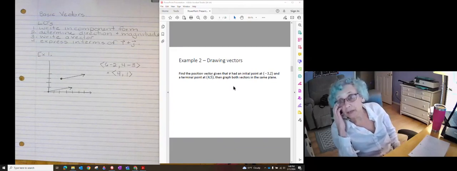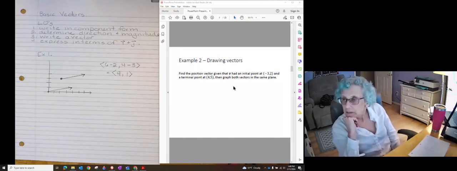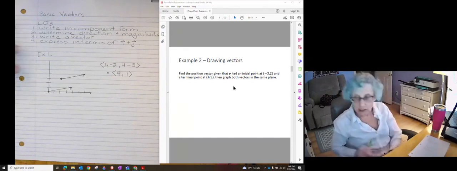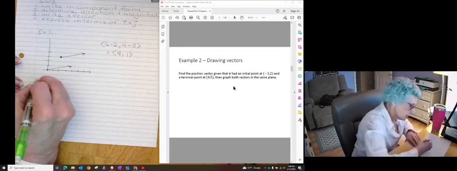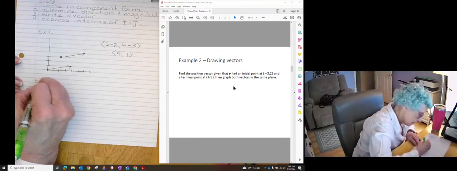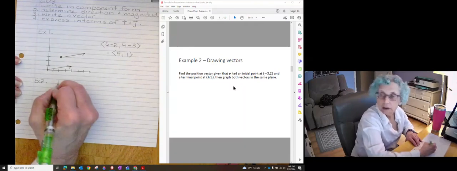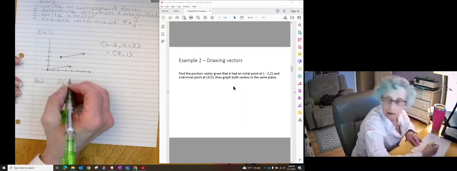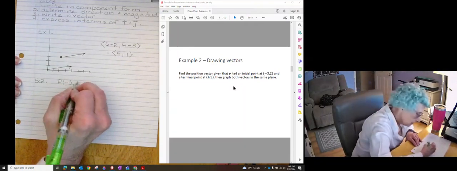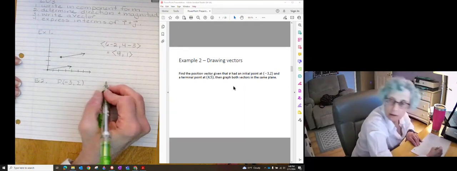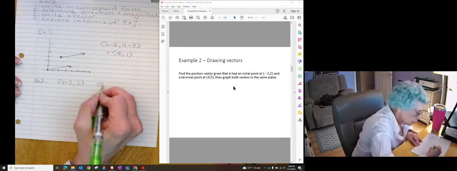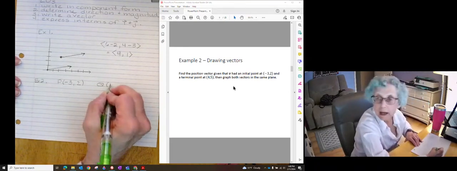Okay, find the position vector given that v had an initial point at (-3, 2) and a terminal point, then graph them in the same plane. So again, we're going to do pretty much what we did for this one. Example 2. We have initial point, I'm going to go ahead and name it P just because I can, (-3, 2), and Q, my terminal point, is at (4, 5).